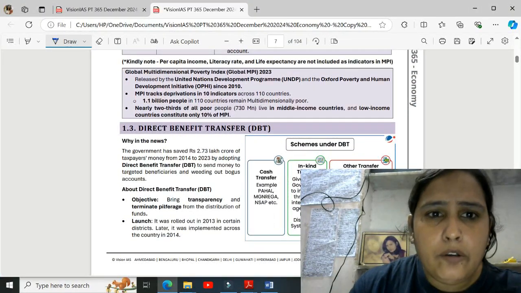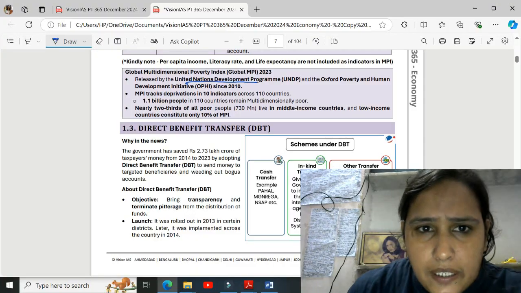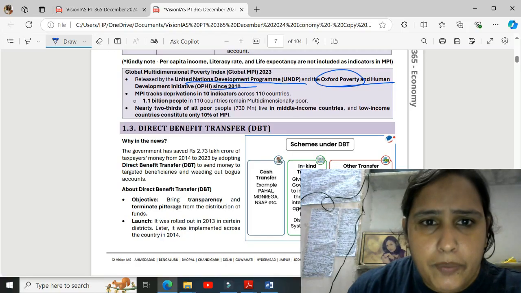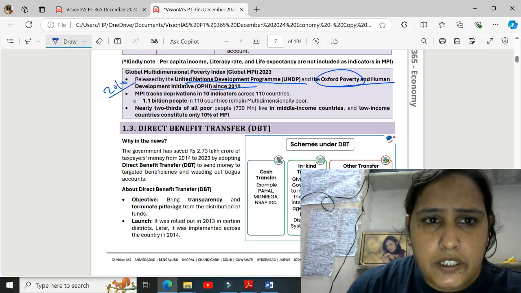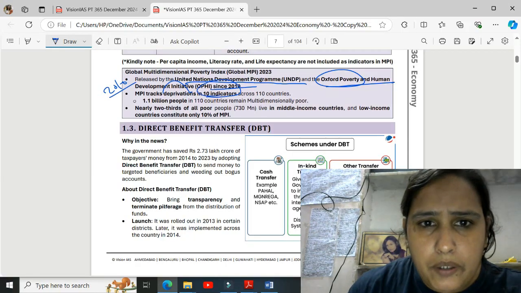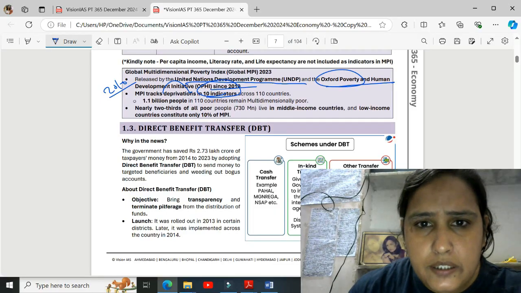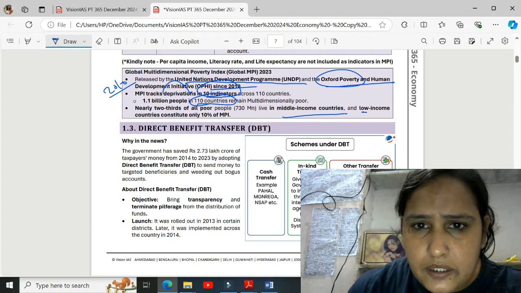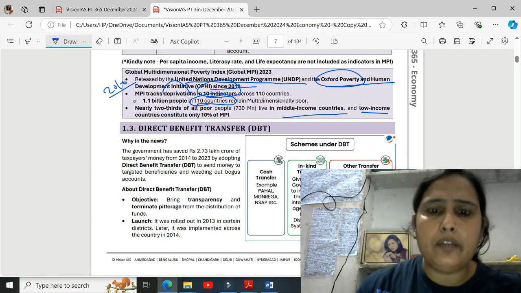Global Multidimensional Poverty Index, that is by the United Nations Development Programme and the Oxford Poverty and Human Development Initiative. It was released in 2010 and now tracks deprivation across 10 indicators. These indicators cover countries that are middle income and low income, and the 10% MPI.